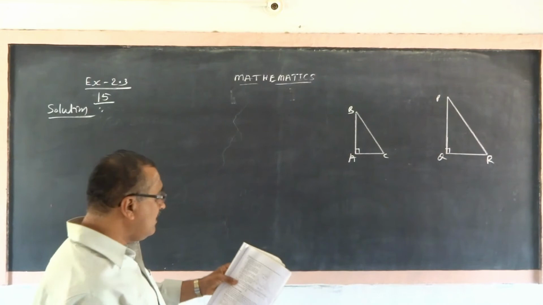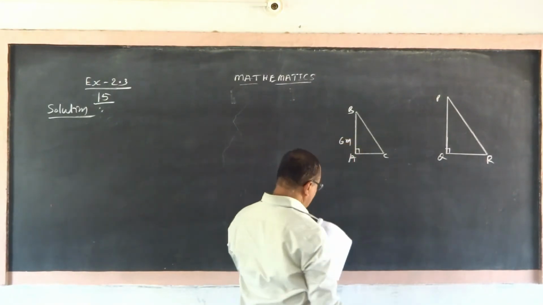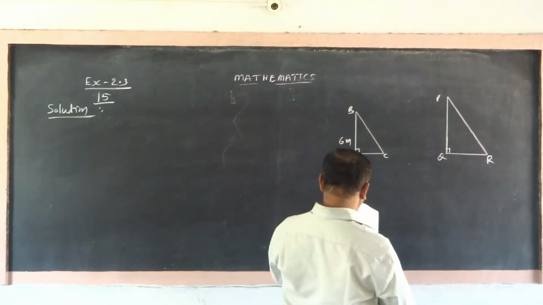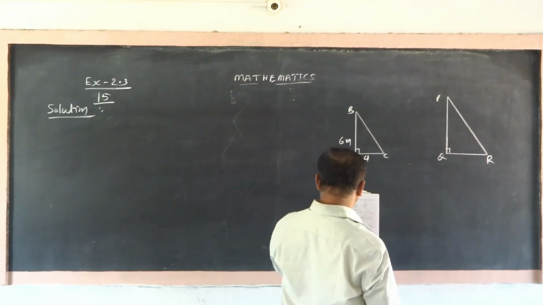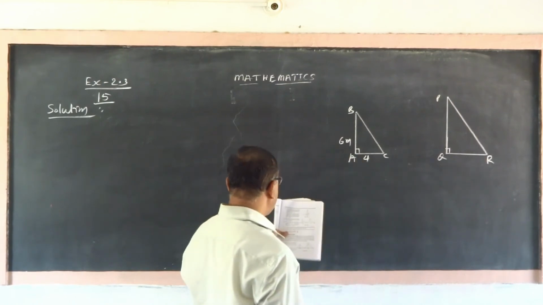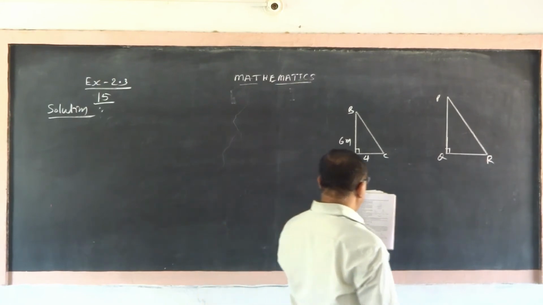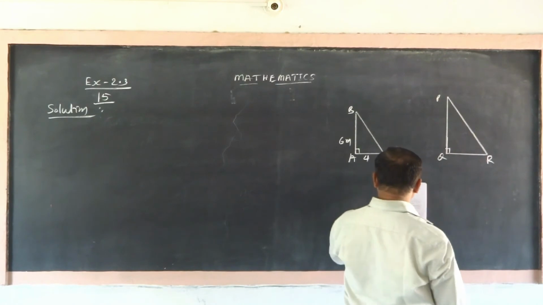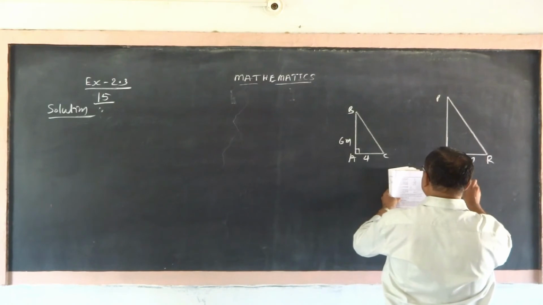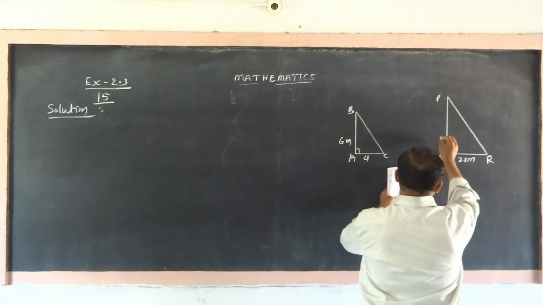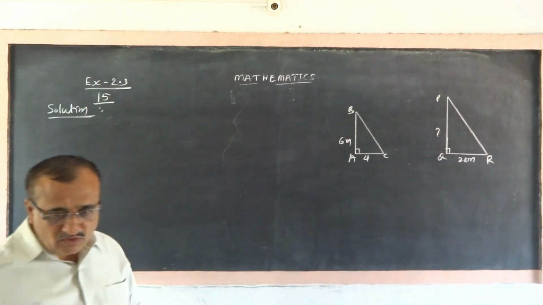A vertical pole of length 6 meter. This is the 6 meter. It casts a shadow of 4 meter like this. This is 4 meter. And then the tower's shadow is 28 meter. So you require to find out this height PQ. Now what to do?